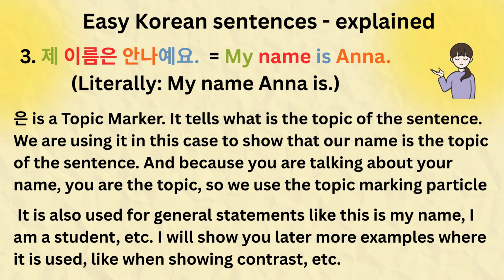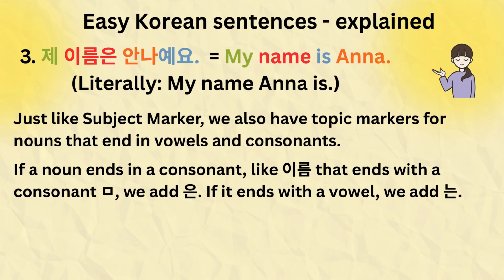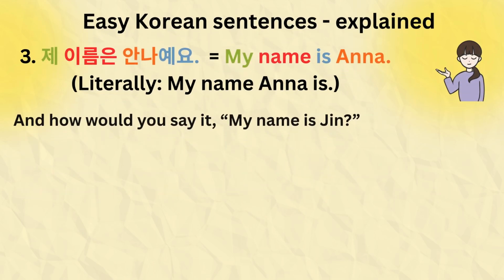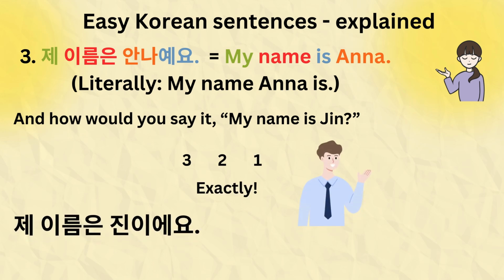Just like subject markers, we also have topic markers for nouns that end in vowels and consonants. If a noun ends in a consonant, like 이름, that ends with the consonant ㅁ, we add 은. And if it ends with a vowel, we add 는. And how would you say, my name is Jin? Exactly. 제 이름은 진이에요. That is all for today, so you won't get overwhelmed.